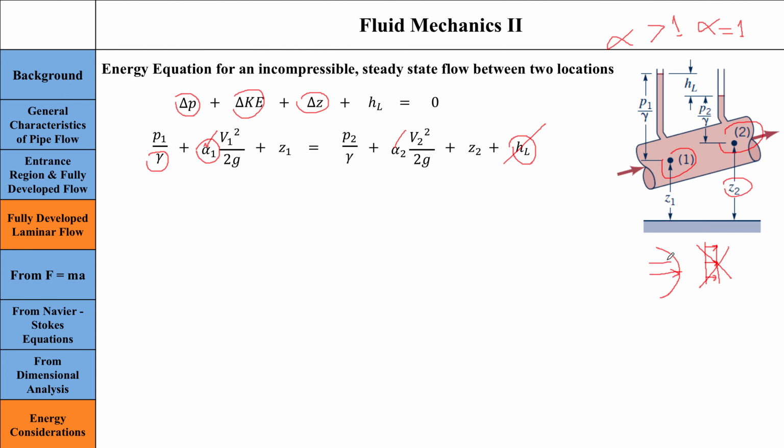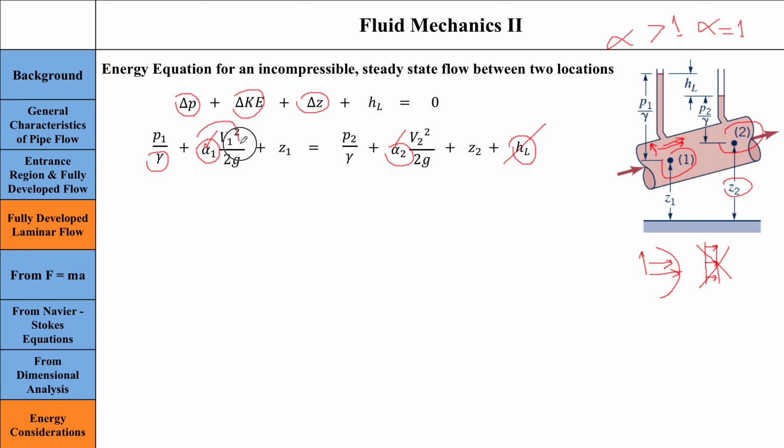So the velocity profile is not uniform in the radial direction, but for the fully developed laminar flow, this velocity profile does not change within this pipe. And that is what we're considering right now. Yes, the velocity changes in this direction, but the velocity profile in this direction is not changing. So we can assume that alpha 1 is still equal to alpha 2 for our fully developed laminar flow case.